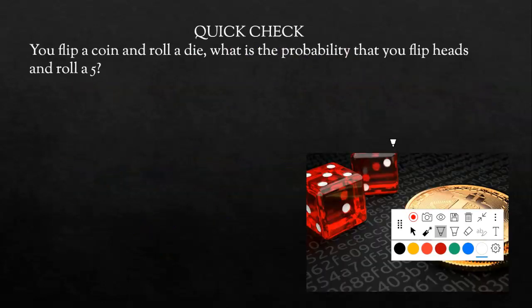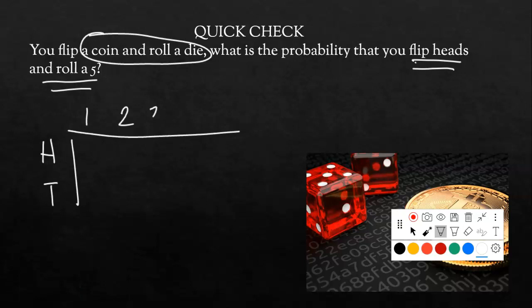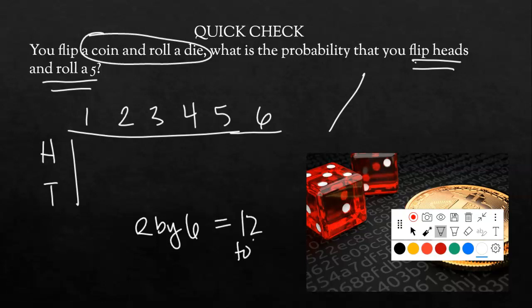So let's think of another one where I don't draw the sample space, and instead I just use the multiplication rule. What's the probability that, you're just hanging out, you flip a coin, you roll a die. What's the probability that you flip heads and you roll a 5? So again, I could make a chart where it's heads or tails. I can make a chart where it goes 1, 2, 3, 4, 5, 6, right? That's the dice. And then hopefully you can figure that the sample space is going to be 2 by 6, right? So there's 12 total possibilities.